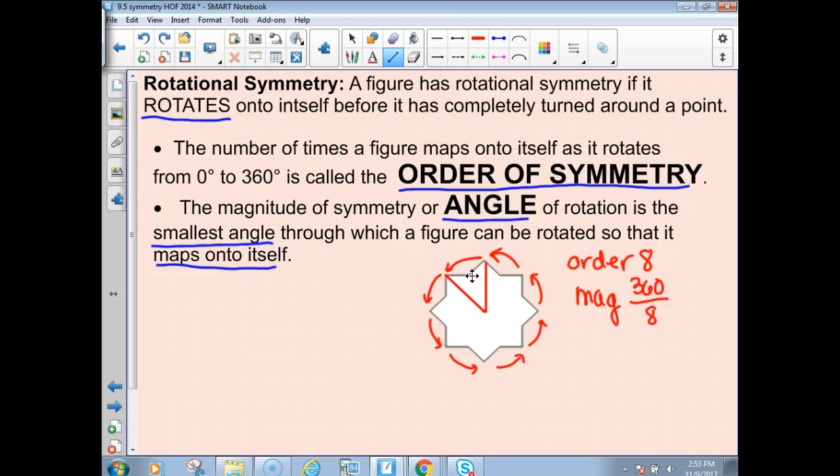And the way to get it is to say, how many turns can it make to keep going? We just figured out that that was 8. That's called your order. Then we'll figure out the angle by taking 360 divided by 8. What'd you get? 45 degrees. So it has magnitude of 45 degrees and order 8. Those are two things you're going to have to be able to answer: what the magnitude is and the order. You will find the order first and then figure out the magnitude.